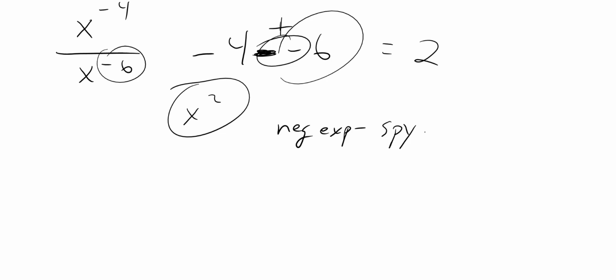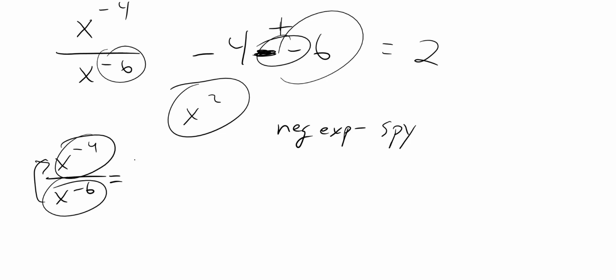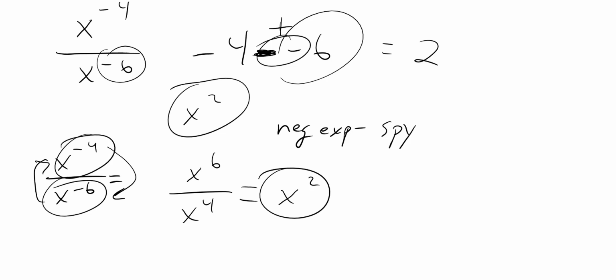Let's take a look at this problem: x to the negative 4th over x to the negative 6. Before I do anything, this one goes home there, and this one goes home there. So you really have x to the 6th on top and x to the 4th on the bottom. Now you have no negative exponents, so we can do a battle. 6 minus 4 is 2, so the answer is x squared. Negative exponents are spies, and they go home before battle.